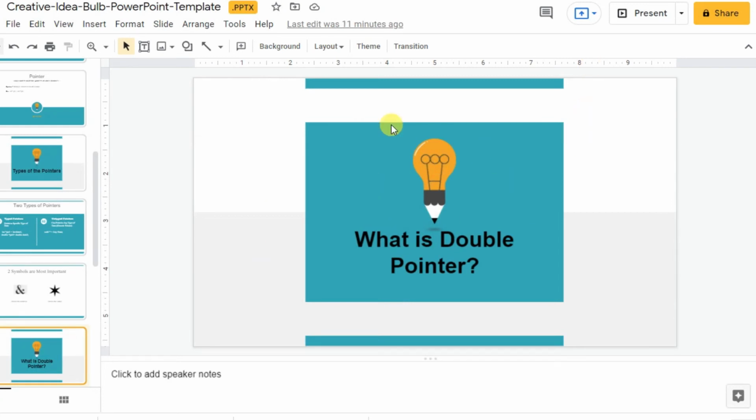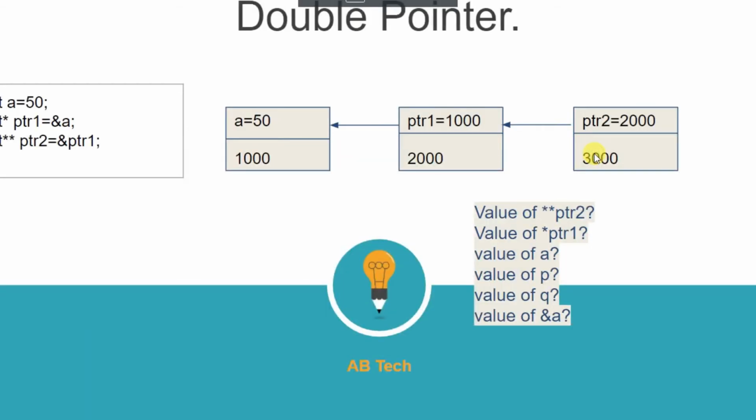Now let's talk about the double pointer. If you have understood this properly, let's see what exactly a double pointer is. Here I have given one example: integer a equals 50. Initially we have a variable having the value 50. As I already told you, whenever you are creating any variable, the value will be given by the user, or it will be given automatically.